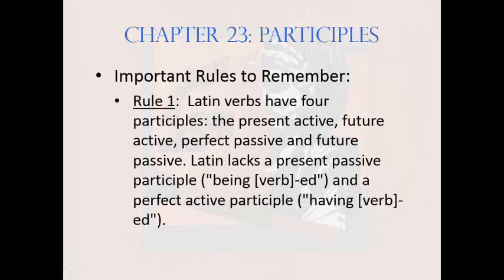Rule 1. Latin has 4 participles: the present active, the future active, the perfect passive, and the future passive. It lacks, however, a present passive participle, that is, being verbed, and a perfect active participle, having verbed.